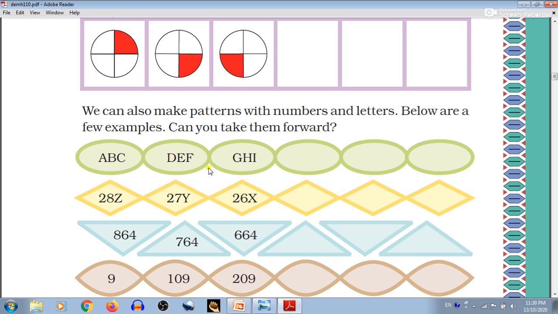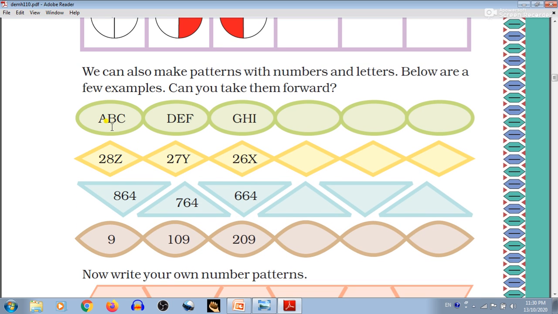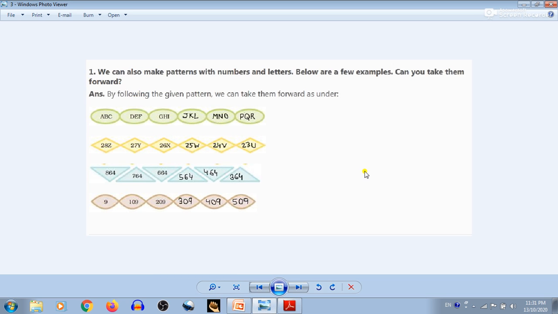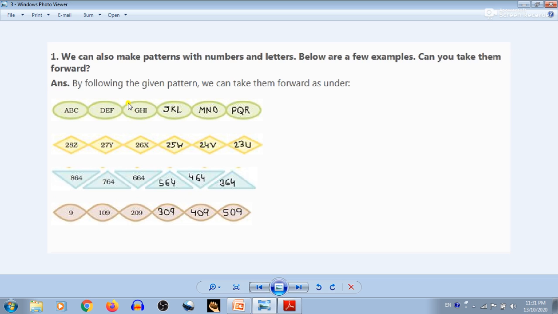So here we have a pattern using the English alphabet. You see, this pattern is non-repeating. Why? Because we have A, B, C, D, E, F, G, H, I, J, K, L, M, N, O, P, Q, R. So this is a non-repeating pattern. Okay, I will show you the solution. So this is the solution here. I think this picture is clear to you.